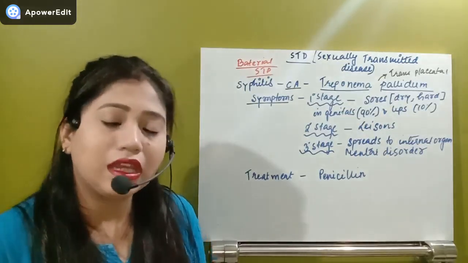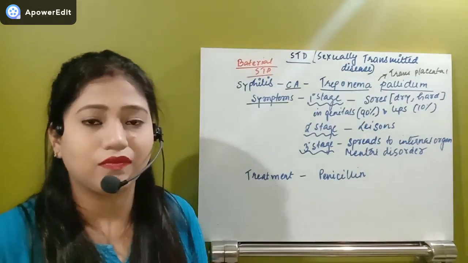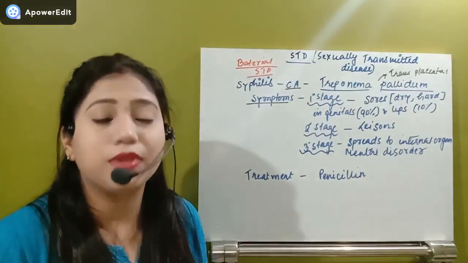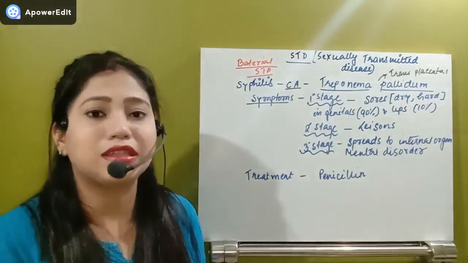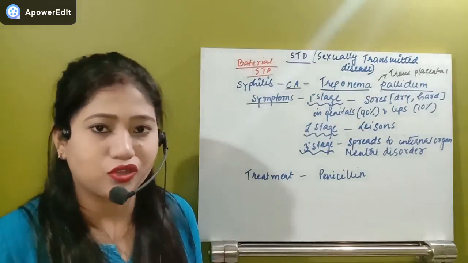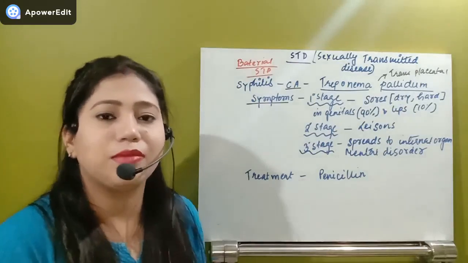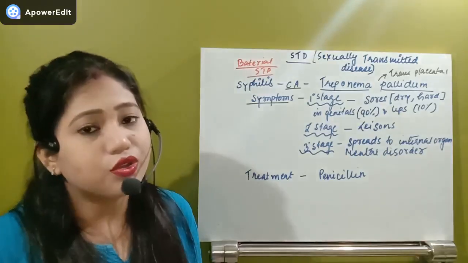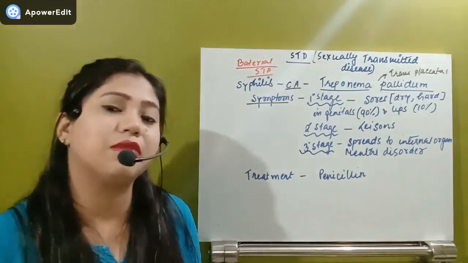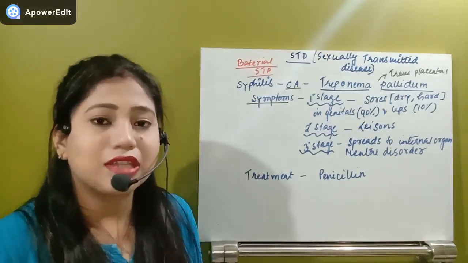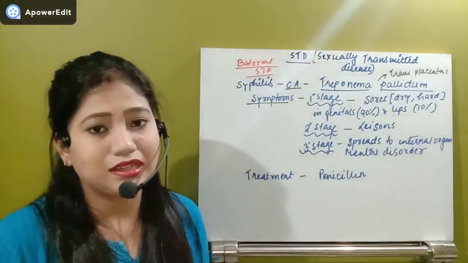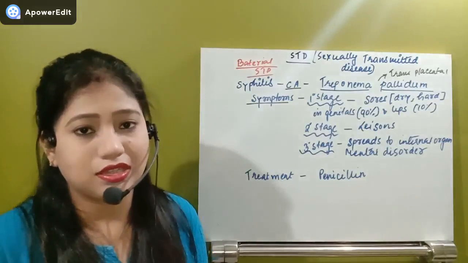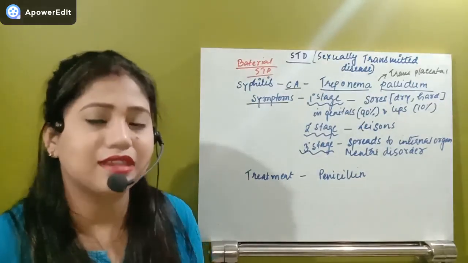If a pregnant female somehow reaches the tertiary stage, it can go to the baby also. And if in the mother it starts to spread to and damage the internal organs, then similar symptoms will appear in the baby too. That means the baby will also have mental disorder as well as multiple organ failure. So this is a very serious disease. Ultimately the female as well as the baby can die in the tertiary stage. But yes, there are treatments.